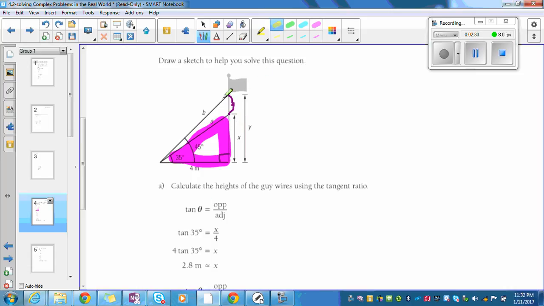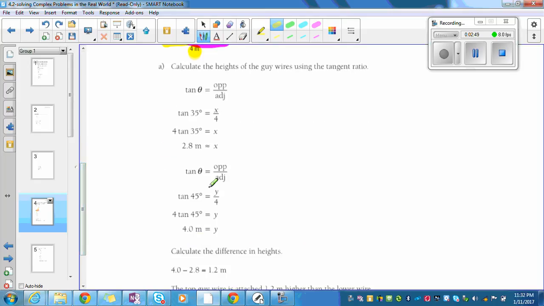The other triangle we're going to use for y is this bigger one with the angle of elevation of 45. It still has an adjacent side of 4 meters here, right? And we're looking for the opposite side, y. So we're going to do the same thing, but we're going to have tan of 45. Tan of 45 is equal to y over 4. We multiply by 4, we get y equals 4 meters.